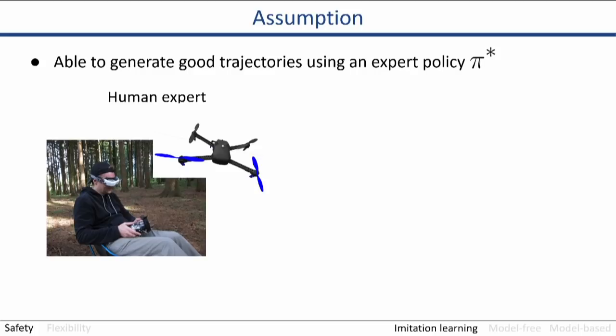So I'd say that's kind of the standard approach for imitation learning. The less standard approach, but one that's common, is to use a computational expert. So for example, you could use trajectory optimization. Now, what do I mean by this?